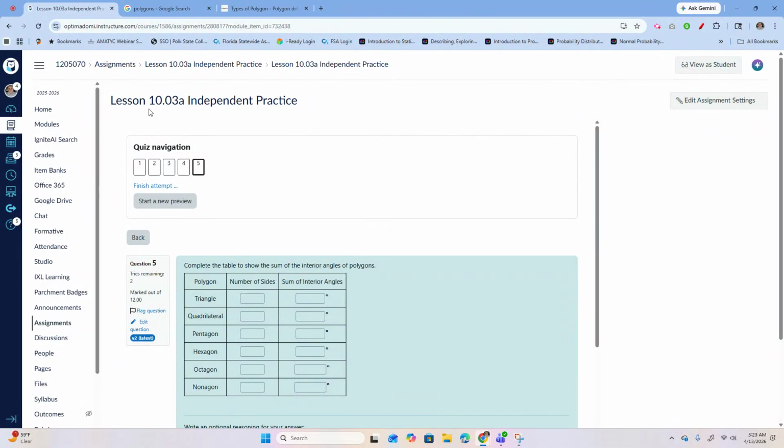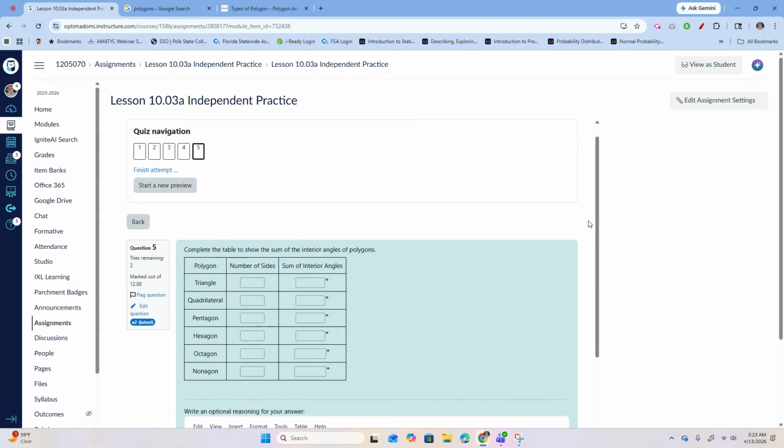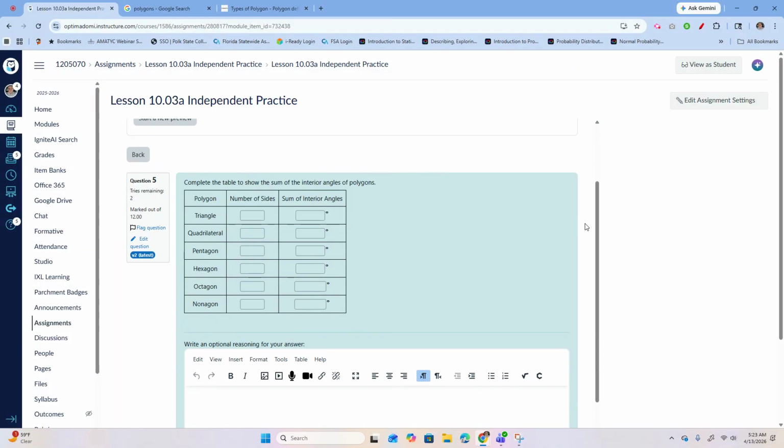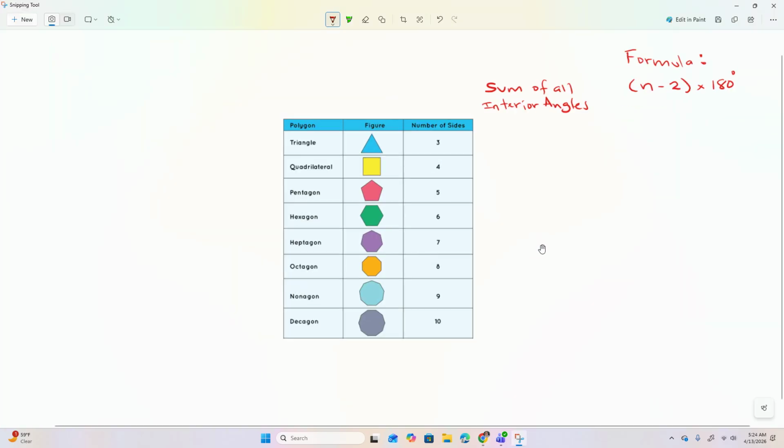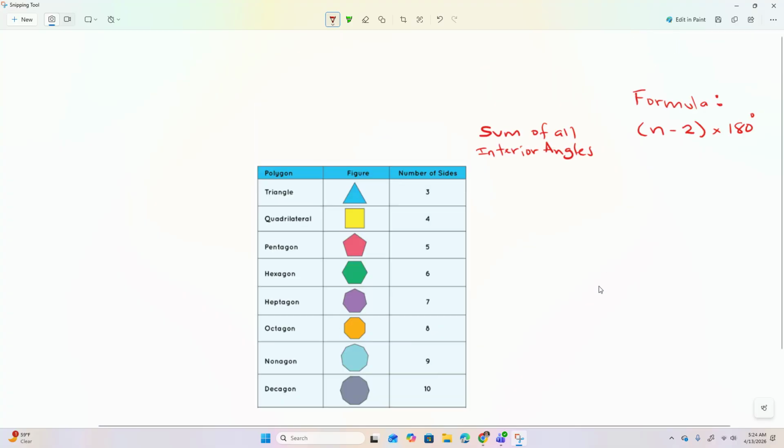All right, here is the video for lesson 10.03a, independent practice. Basically here we're going to work with polygons. Polygons are flat shapes that contain sides. Here is an example of many polygons: closed, flat shapes made out of sides.